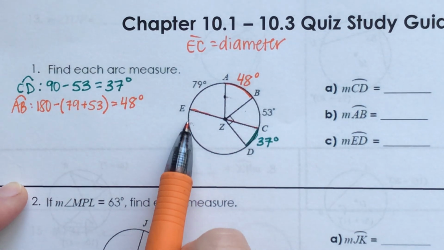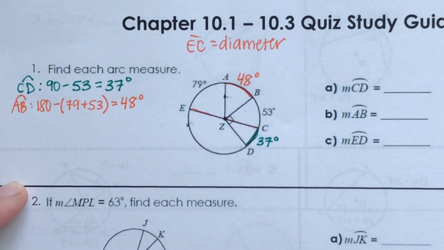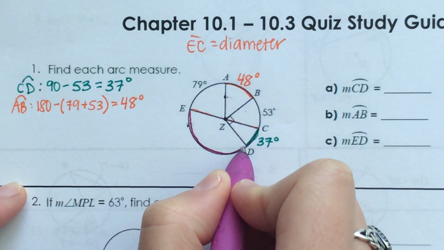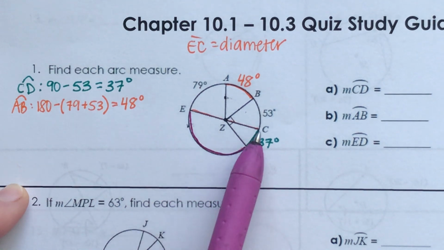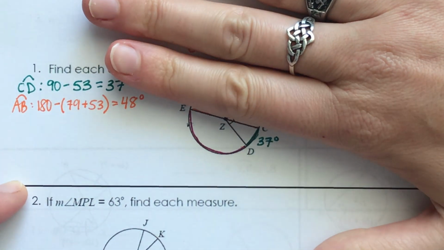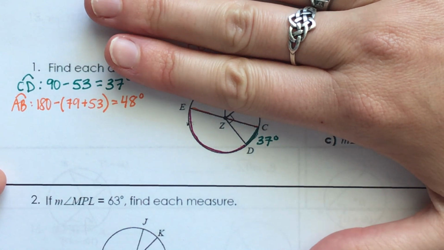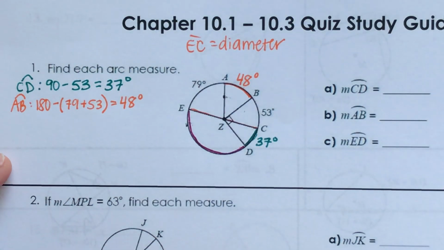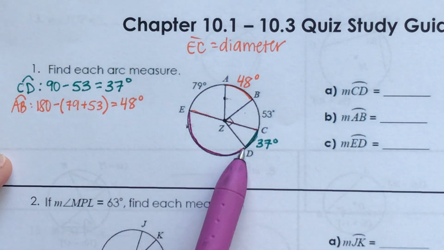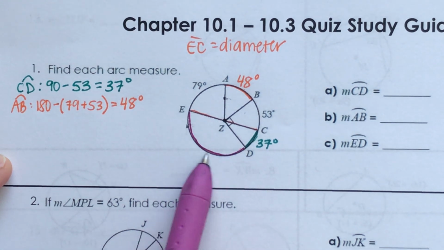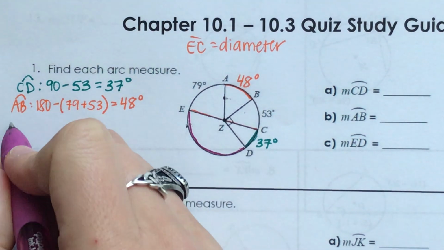And then the last one that I'm going to find is this arc ED down over here. Again, I already know that EC is the diameter. So the two angles at the bottom, arc ED and arc DC, should add up to, again, be 180. So to find what this arc is right here, I'm going to take 180 and subtract the 37, and that's going to give me what's left over for ED.